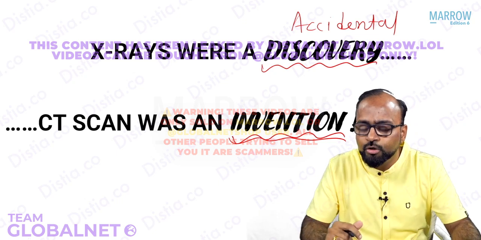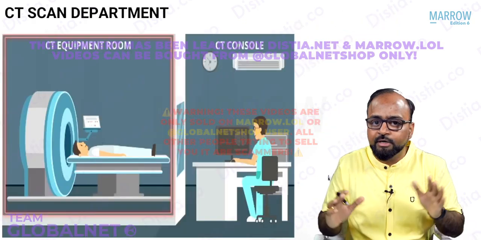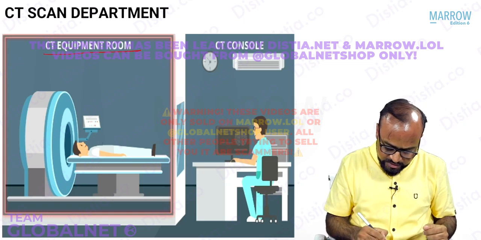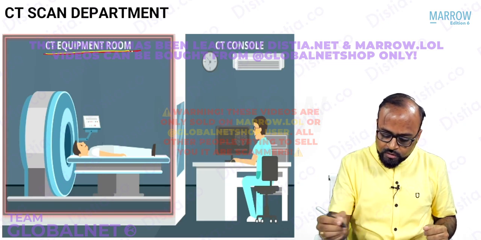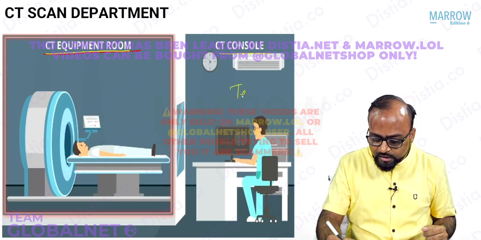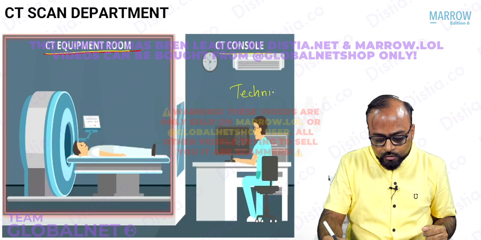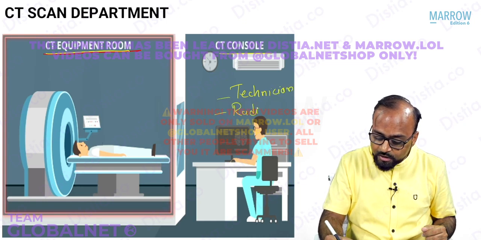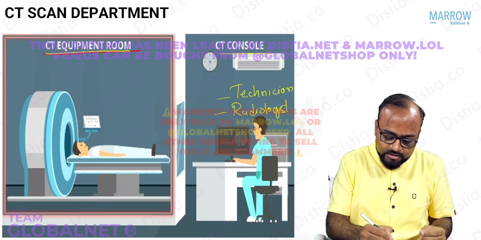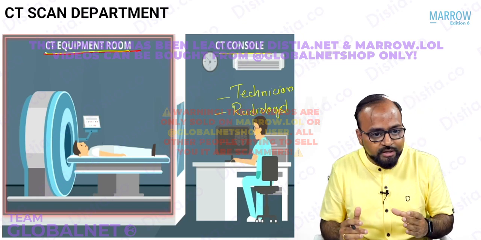What does a CT scan unit look like? A CT scan department looks like this. There are two rooms. One is the CT scan equipment room. The other one is the console room. This is where all the console is. This is where the technician will sit and plan the CT scan. This is where radiologists like me will sit and report the CT scans, while the actual scanning takes place in the equipment room. We will look at the machine in detail.